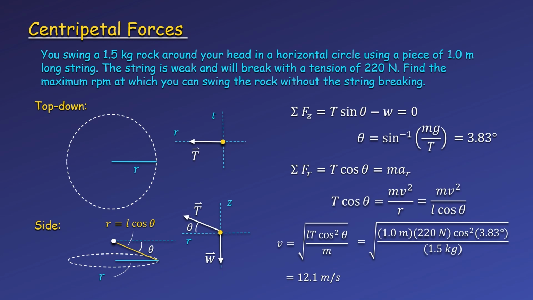We're asked for the maximum angular speed in RPM, so we need to first convert to radians per second. Here, our value of r is very close to 1, so we also get 12.1 radians per second. Converting this to RPM, we get 116 revolutions per minute. Faster than this, and the string will not be able to provide enough force to cause the radial acceleration needed to keep the rock going in a circle.